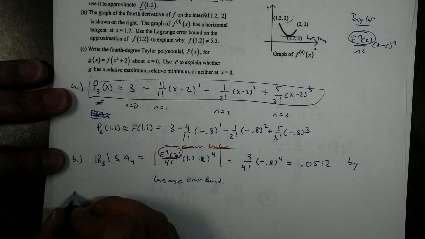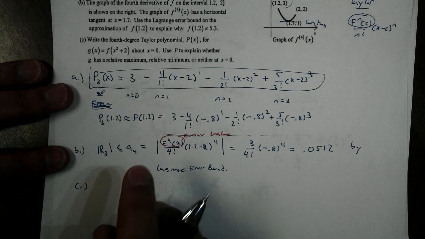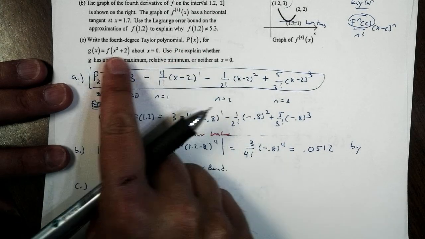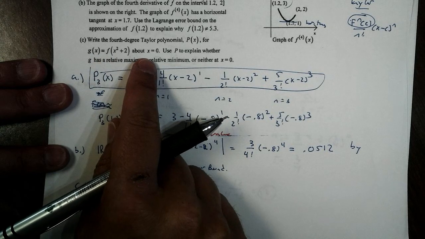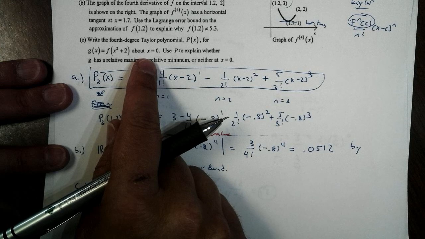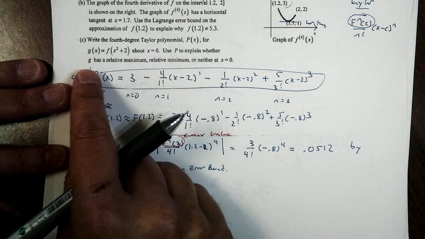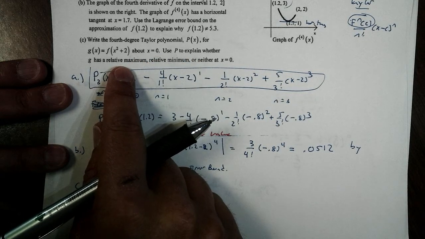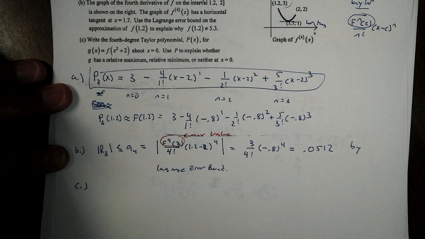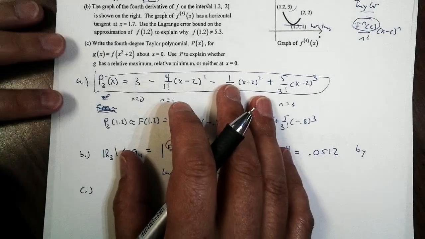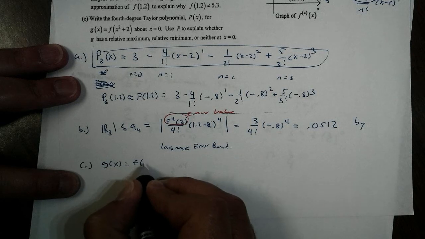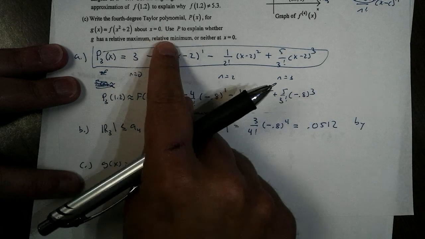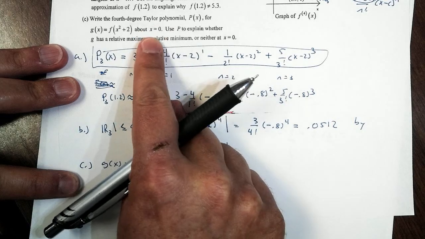So let's go ahead and do part C now. Part C says to write a fourth degree Taylor polynomial for the function g of x equals f of x squared plus 2 about x equals 0. Use P to explain whether g is a relative minimum, a relative maximum, or neither. So what we're going to do, well, we know that g of x is equal to f of x squared plus 2 about x equals 0. So this is centered at 0.